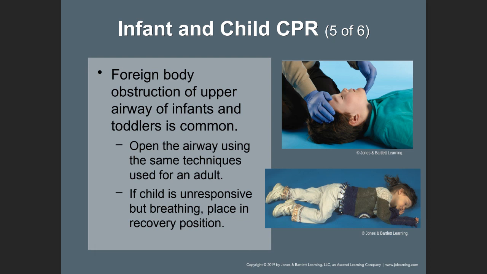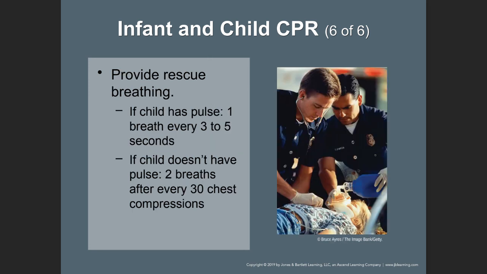Infant and children CPR. Foreign body obstruction of the upper airway of infants and toddlers is very common. Open the airway using the same techniques used for an adult. If the child is unresponsive but breathing, place in the recovery position. Provide rescue breathing. If the child has a pulse, breathe one breath every 3 to 5 seconds. If child doesn't have pulse, 2 breaths after every 30 compressions.